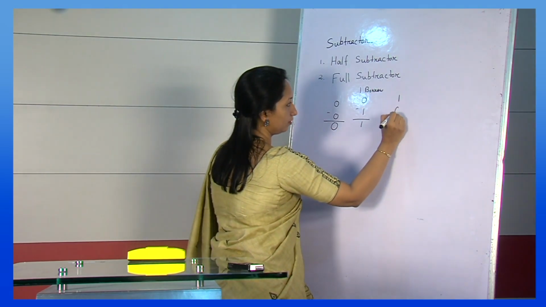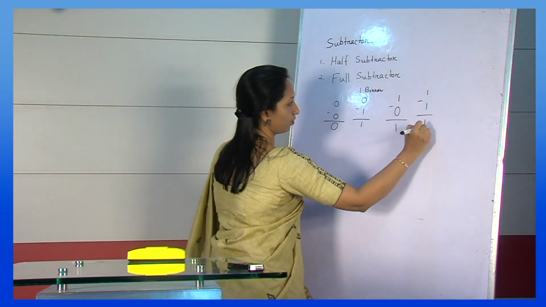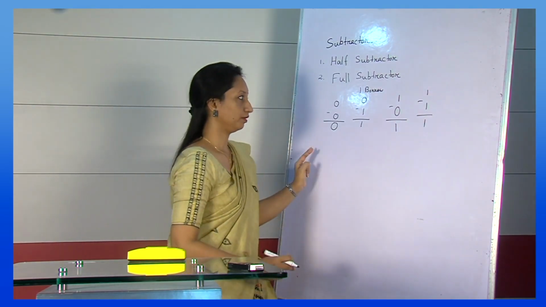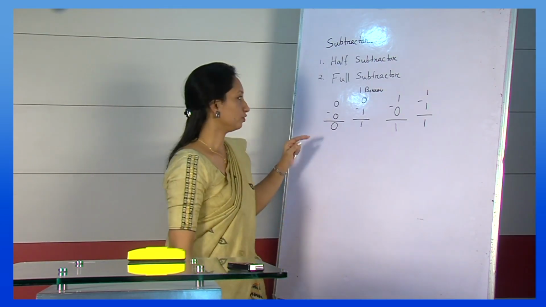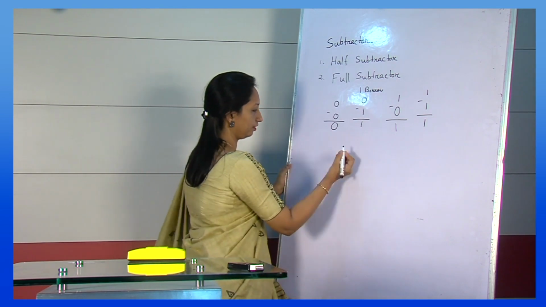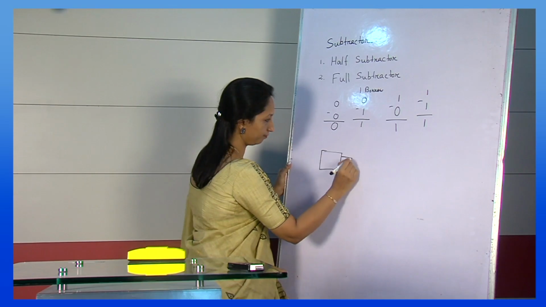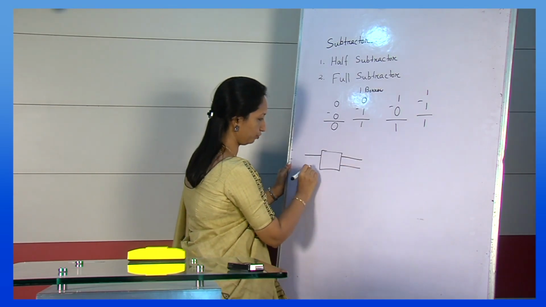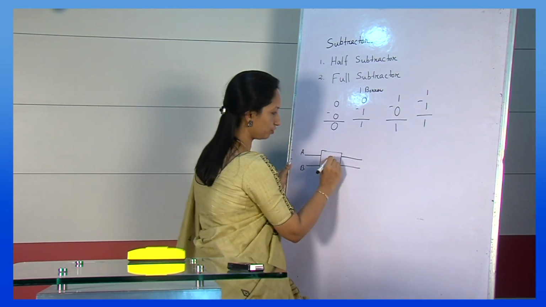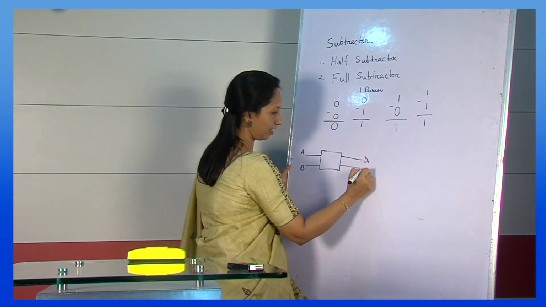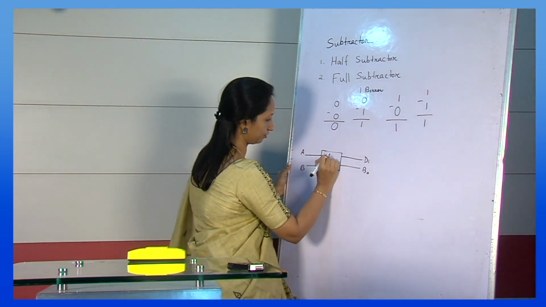Then 1 minus 0 is 1, then 1 minus 1 is 0. So this is the subtraction rule in binary subtraction. In the case of the half subtractor, first let us see the block diagram. It has two inputs, suppose A and B, and two outputs, that is Di and Bo. So this is a half subtractor.